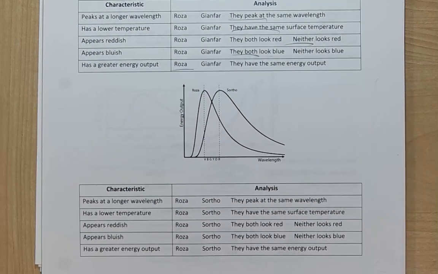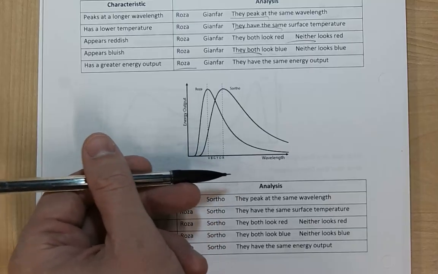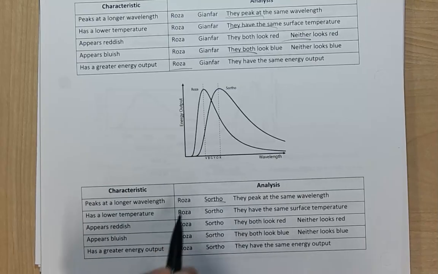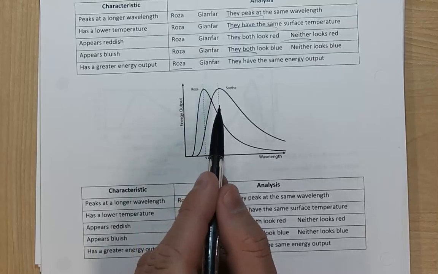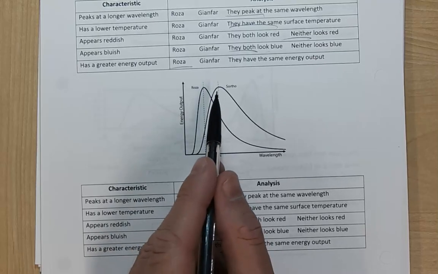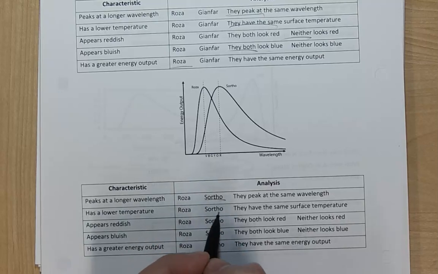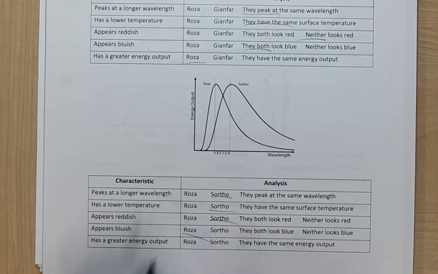All right, how about Rosa and Sortho? Which one peaks at the longer wavelength? Well, longer wavelength increases to the right. So which one peaks further to the right? Sortho. Right? Rosa is bluer. Sortho peaks here in the red. So which one has the lower temperature? The lower temperature is going to be the redder star, which is going to be Sortho. Which one looks reddest? Sortho. Which one looks bluest? Rosa.